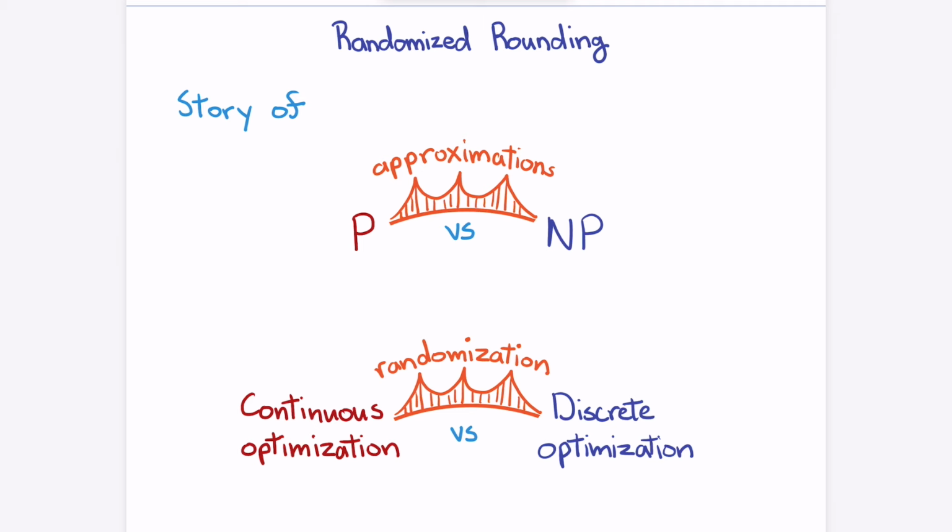And that's going to be paralleled by interpolating between two things: continuous optimization, which will be represented by linear programs, and discrete optimization, which is sort of the thing we're after, that NP-hard solution that we're after. And we're going to connect those two with randomization.